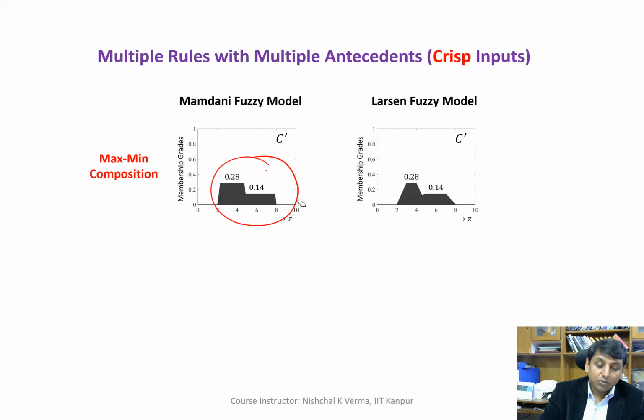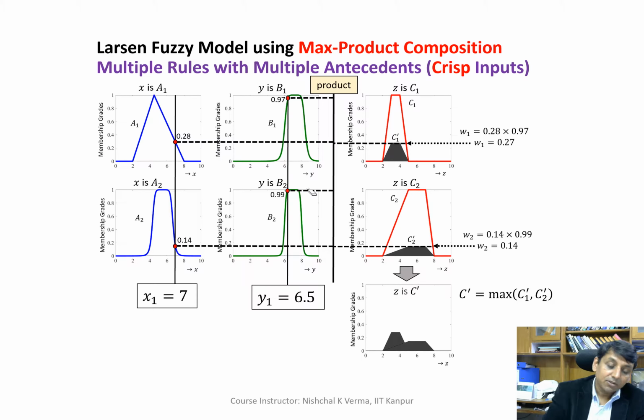So let us now, for the same input and in the same class, that means the multiple rules with multiple antecedents, use the max product composition and see what we get. Here again, for the same input, we are getting W11 as 0.28 as the point of intersection, and W12 here as the point of intersection. So this part remains the same. The only thing is this multiplication here, because we are using max product composition, so we multiply these two, the W11 and then W12.